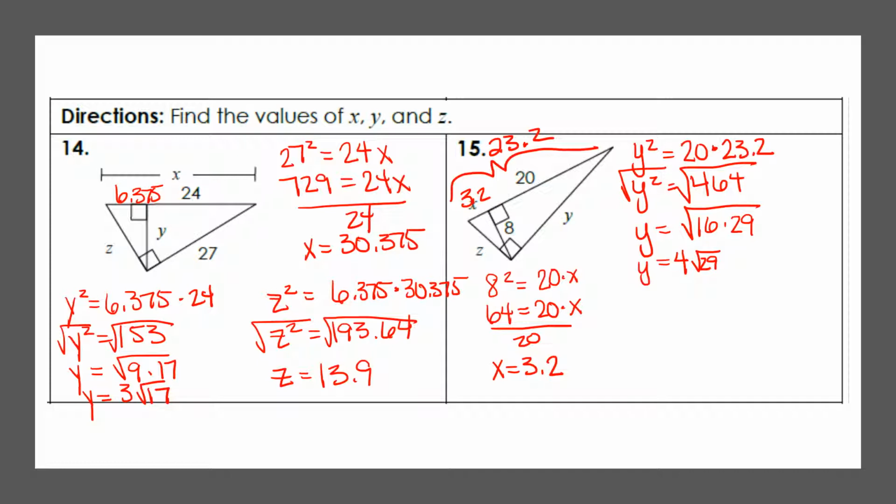To find z, leg squared, z squared, is equal to the part that touches it, 3.2, times the whole thing, 23.2. So I've actually got z squared equals 3.2 times 23.2, which is 74.24. Take the square root of both sides. And I get that z is 8.616 and a bunch of other ugly numbers, rounded to the nearest tenth, 8.6. Next example.